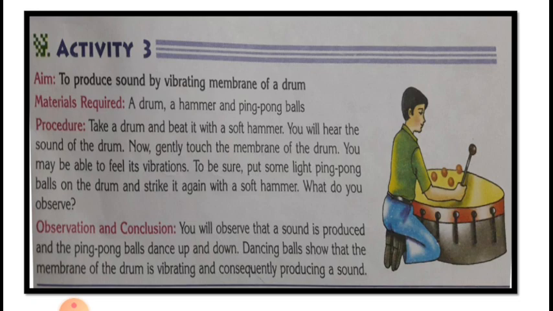And next one is an activity to show that sound is produced by the vibrating membrane of a drum. The materials required are a drum, a hammer and ping pong balls. We place the ping pong balls on the membrane of the drum and beat the drum with various force. When we beat the drum with a soft hammer, the ping pong balls start jumping. It is due to the vibration of the air molecules inside the hollow instrument. So that produces a feeble sound.